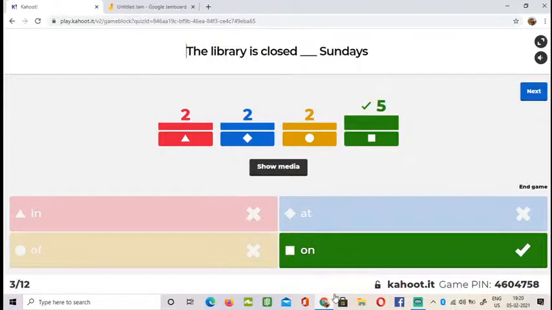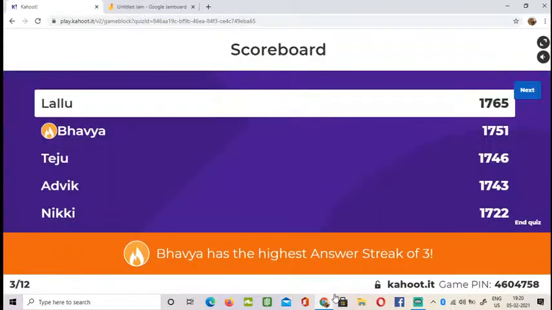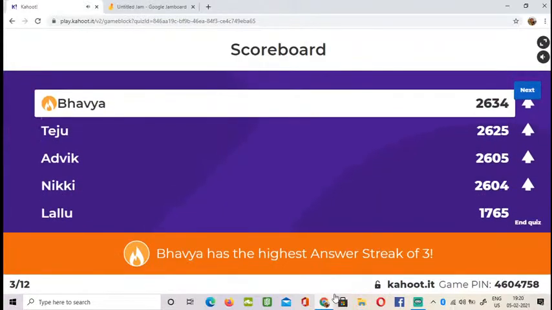So now let's move on to the next question. Before that, let's check the scoreboard. Okay, Bhavya is in the first, that's very good, and Teju in the second, and Advik is in the third, and Nikki is in the fourth, and Lalu is in the fifth. And Bhavya has the highest answer streak of 3. That's very good, Bhavya, and I hope you will keep it up. So now let's move on to the next question.